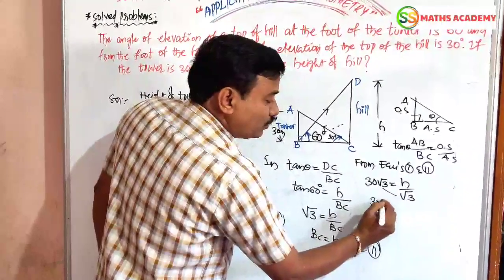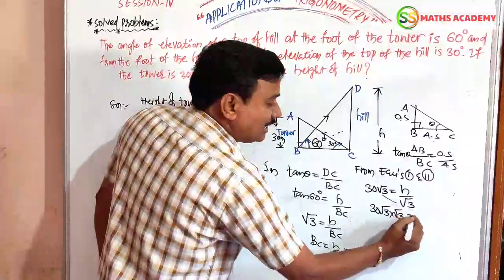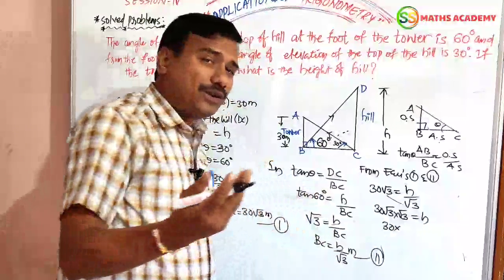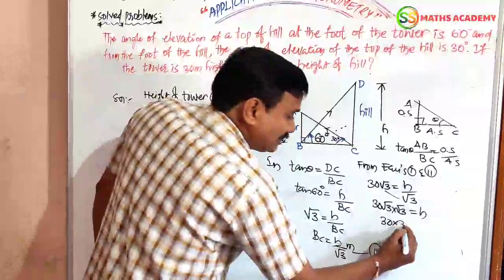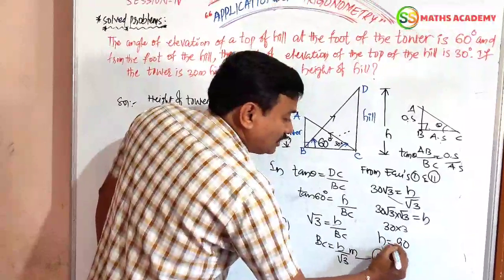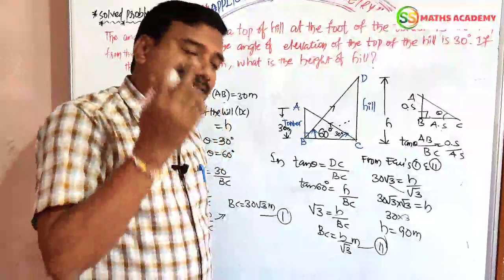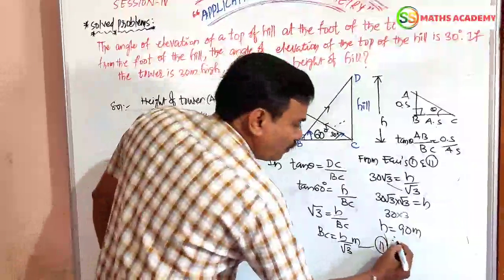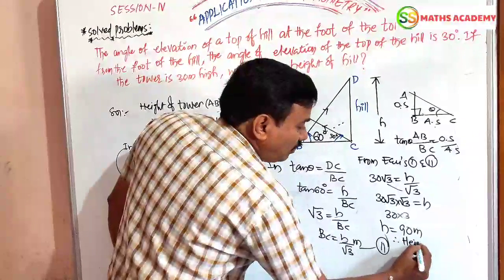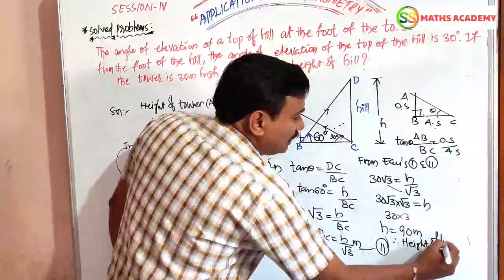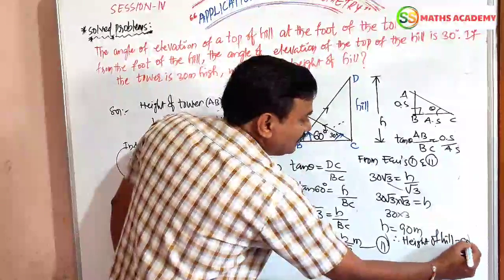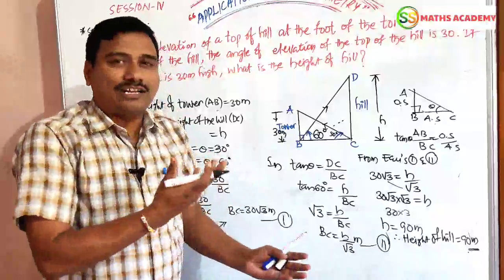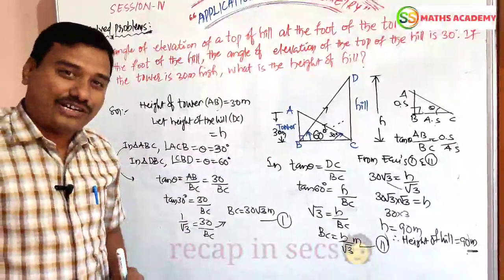Now 30 root 3 into root 3 equals h. Root 3 into root 3 is root 9, and the value of root 9 is 3. So 30 into 3 is 90. So h equals 90 meters. That h is the height of the hill. Therefore, the height of the hill is 90 meters. This is your pure answer of a perfect question, dear friends.